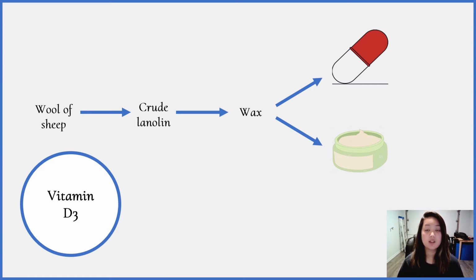So for example, in the food industry, it undergoes UV irradiation to make vitamin D3, but it could also be used in the cosmetics industry since it has many waterproof and barrier qualities. Now just to quickly touch on vitamin D2, it's usually made from UV irradiation of ergosterols, which are naturally found in yeasts and are more suitable for people who wish to avoid animal-based products.